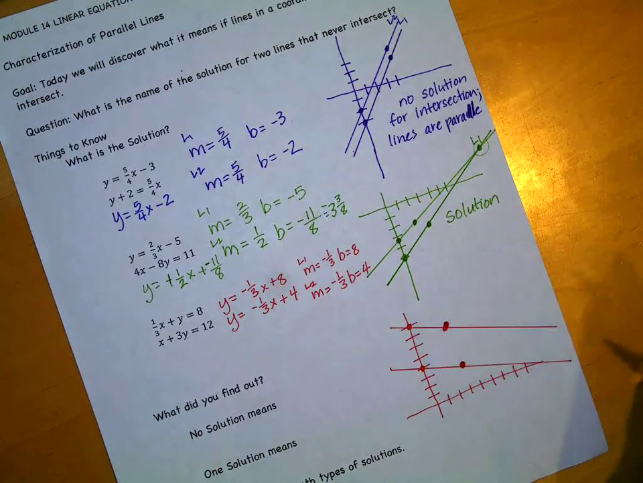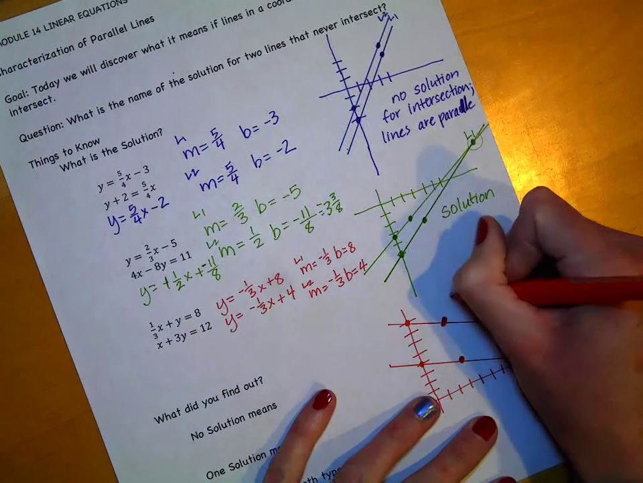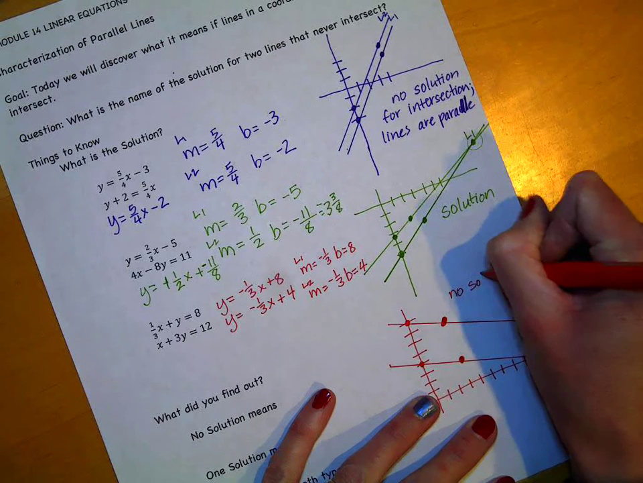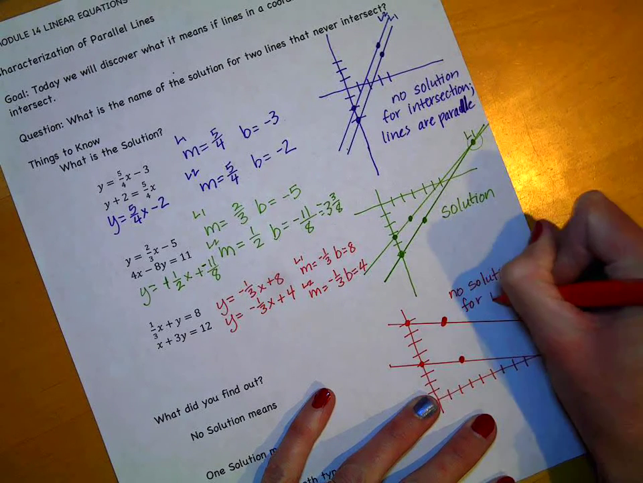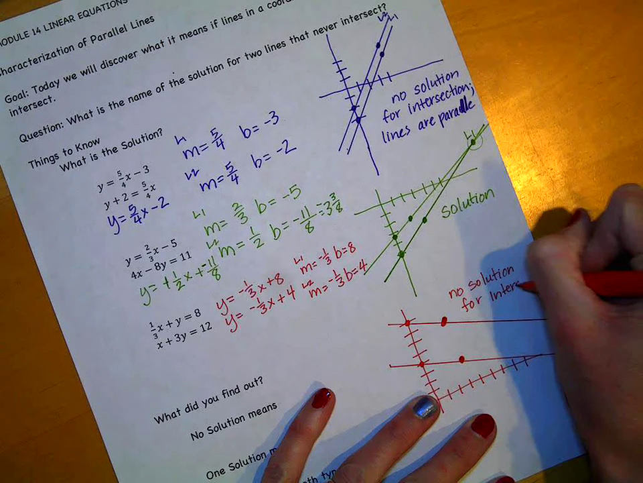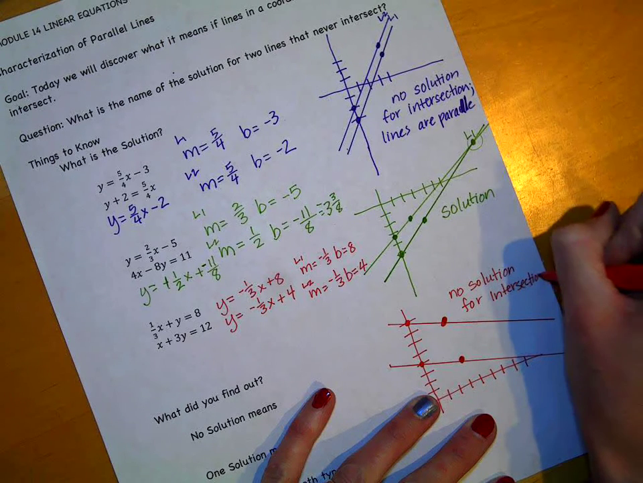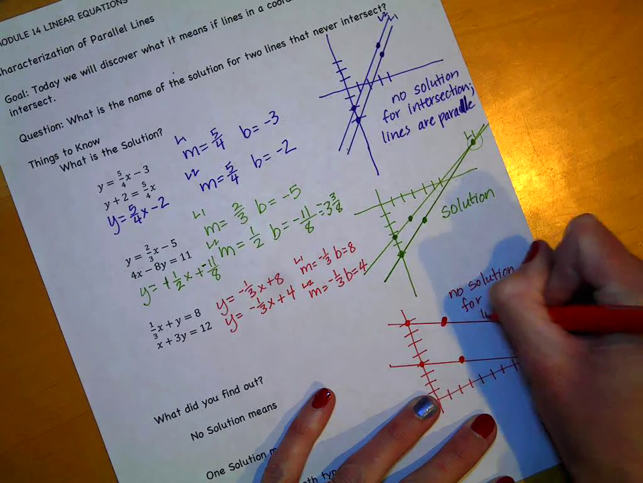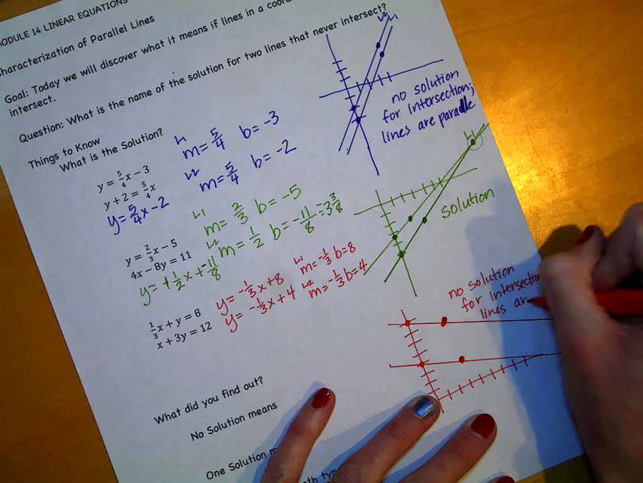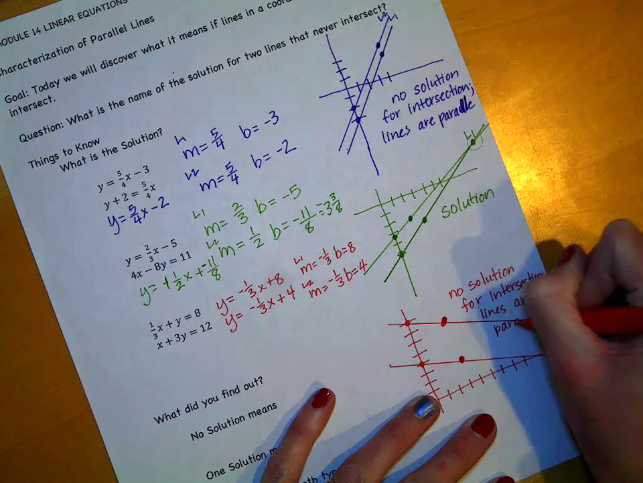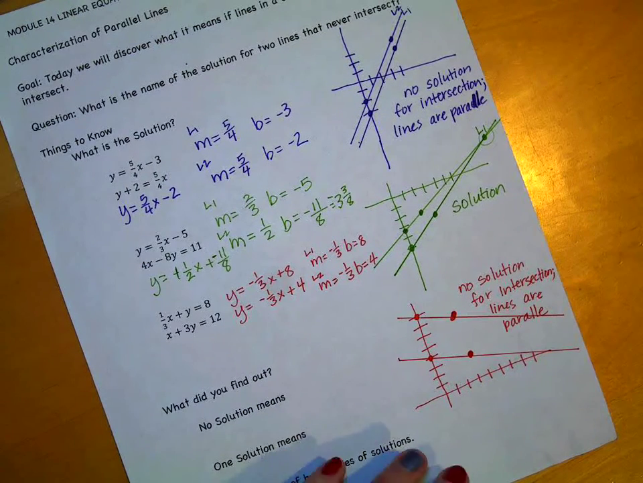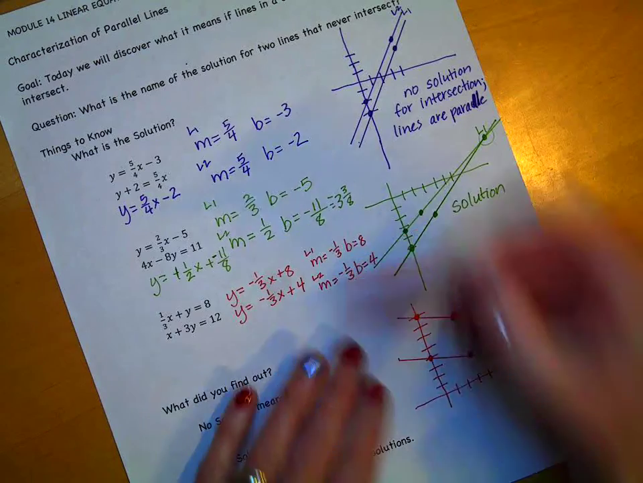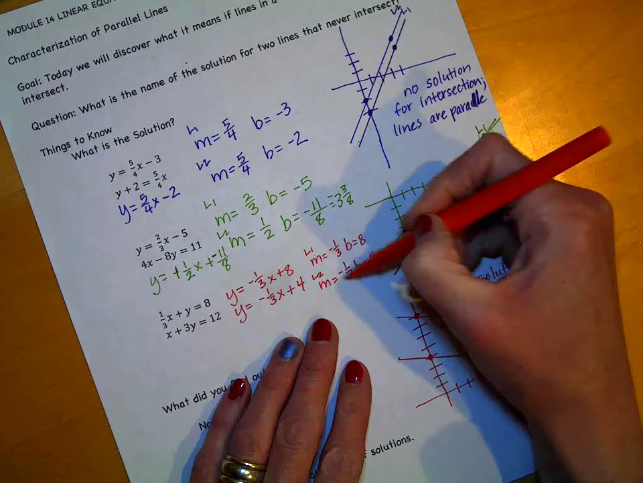So if we had a perfect graph paper line, what could you say about these two lines? And you're going to say no solution for intersection, lines are parallel. Okay, that doesn't look right either. Oh well. Okay, so we learned something very interesting.